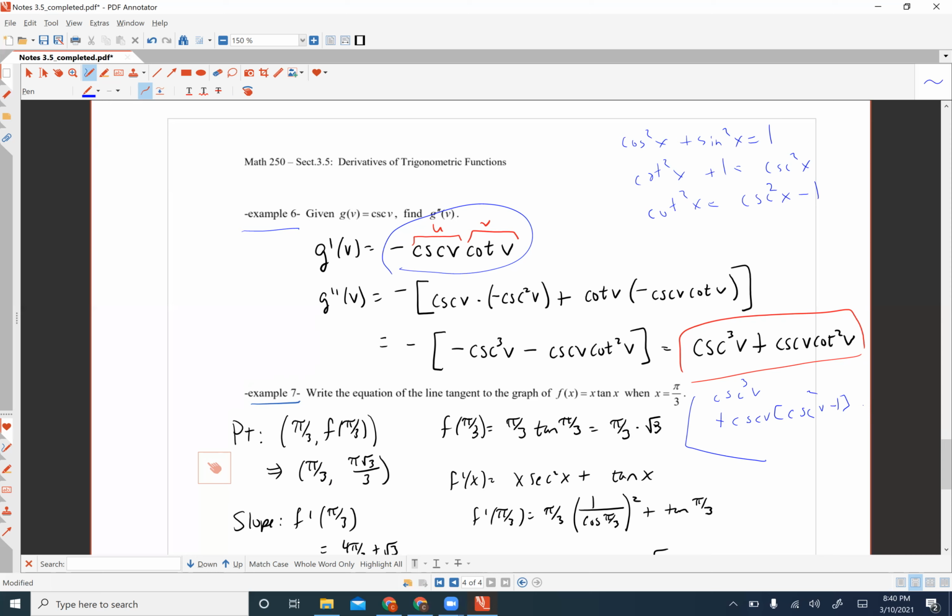Okay, so yeah, that's maybe not so much more exciting, but I just wanted to show you there are different ways of writing the answer too. So now you'd get 2 cosecant cubed of v minus cosecant of v. So maybe it's not as exciting as I thought. But I'm just saying there are so many different ways you can write these trig functions. Okay, so we'll just drop that.